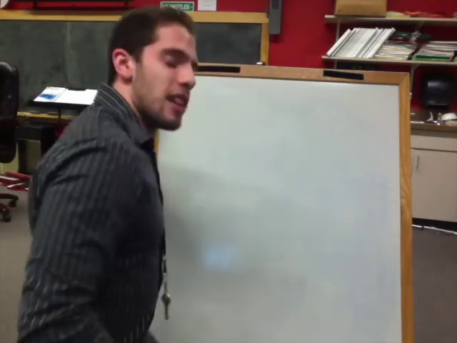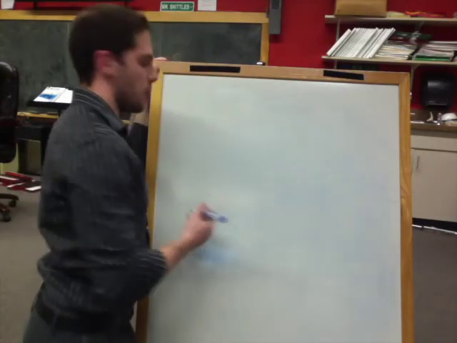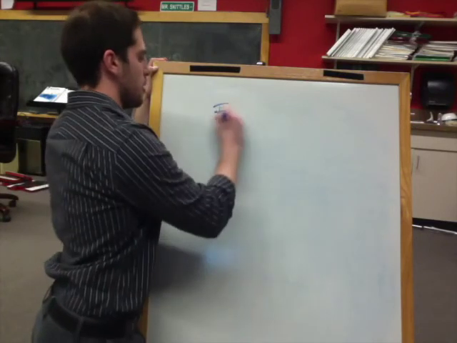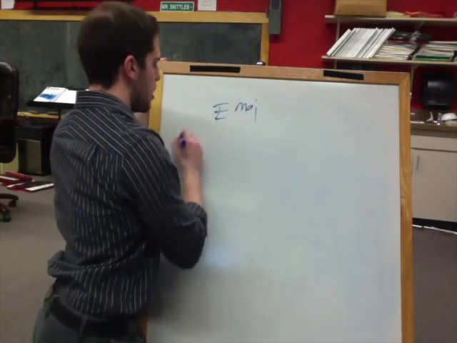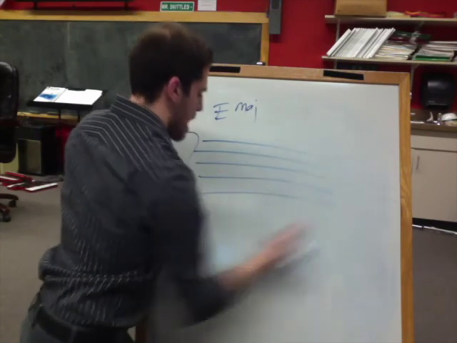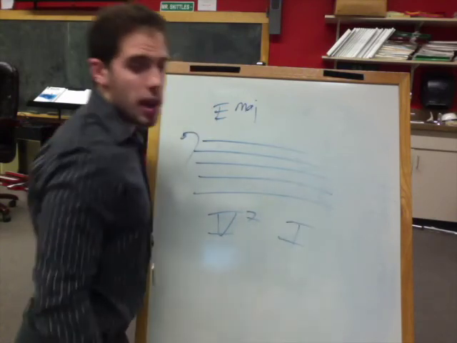All right, let's do one example of an authentic cadence. So 5 to 1. All right, we're gonna do it in the key of E major. Okay, so write your staff. You need a key signature, and we're gonna do a simple 5-7 to 1. Pause the video, and come back when you're ready.